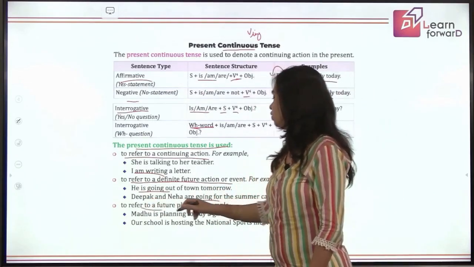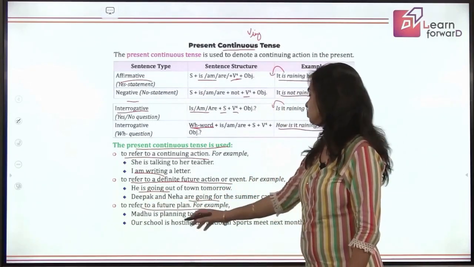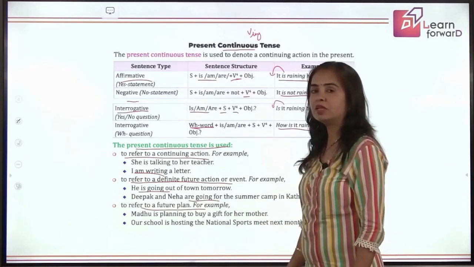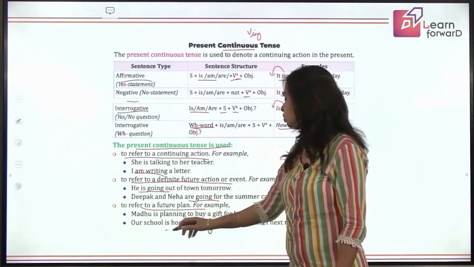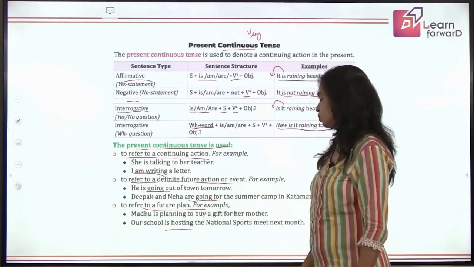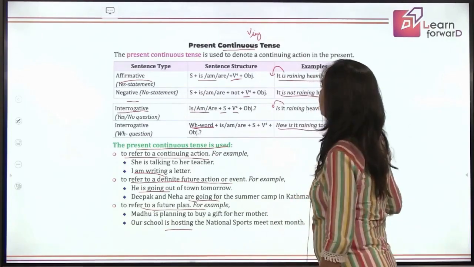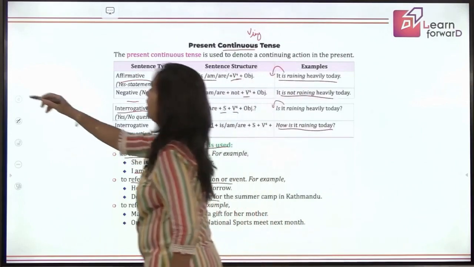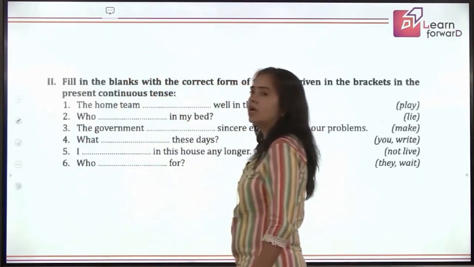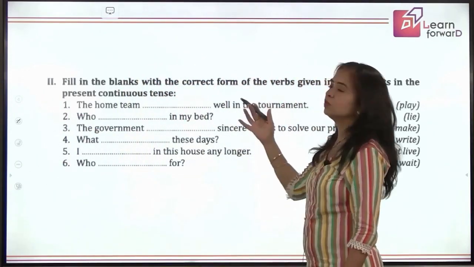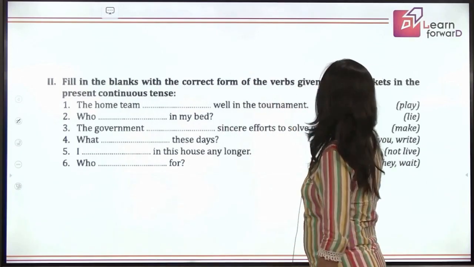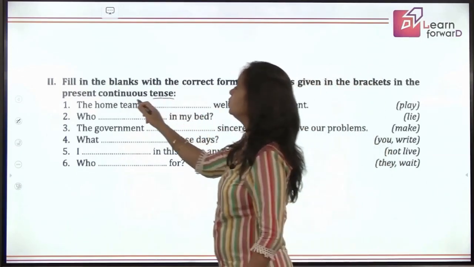To refer to a future plan, like Madhu is planning to buy a gift for her mother. So it's a future plan. Our school is hosting the national sports meet next month. Again, a future course of action. It's a future plan. We are using present continuous tense here. So fill in the blanks with the correct form of verbs given in brackets in present continuous tense.